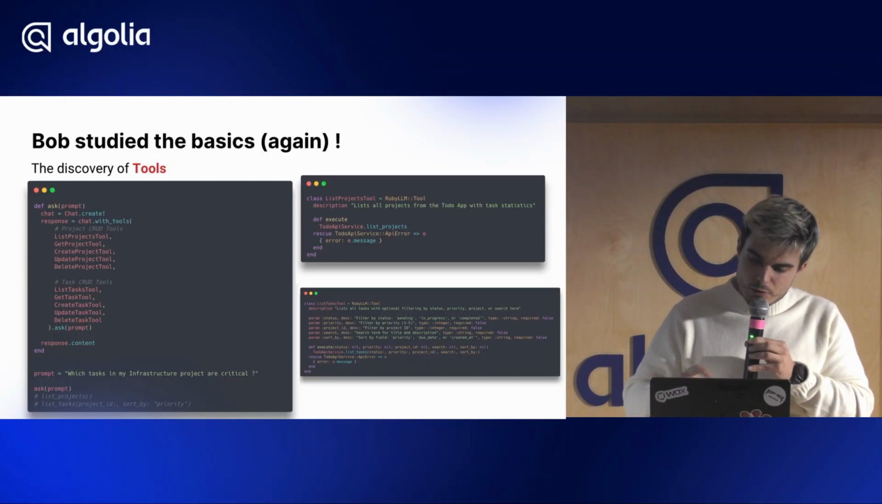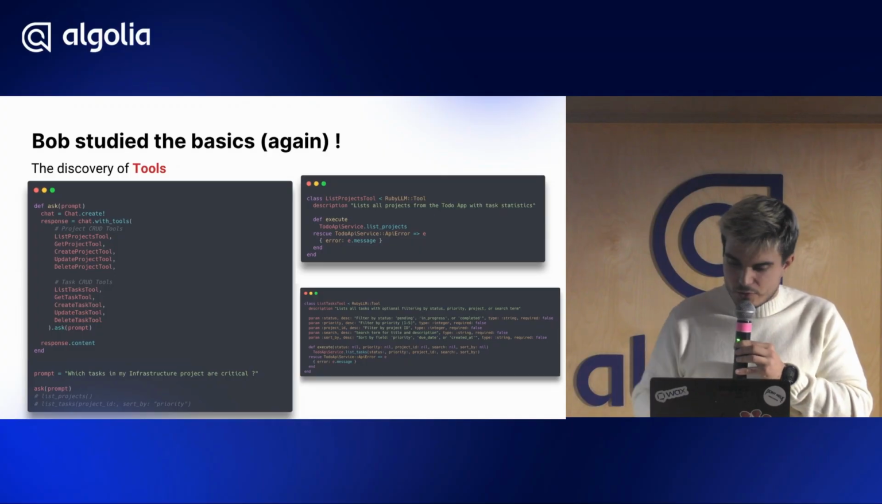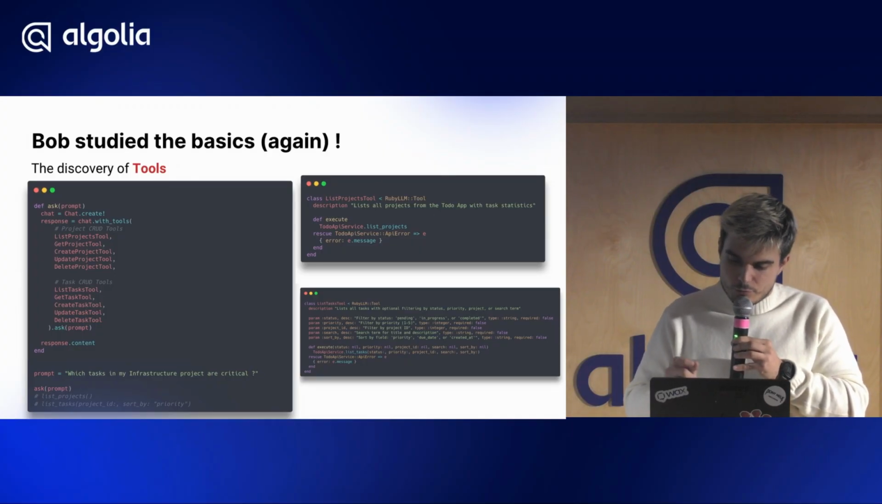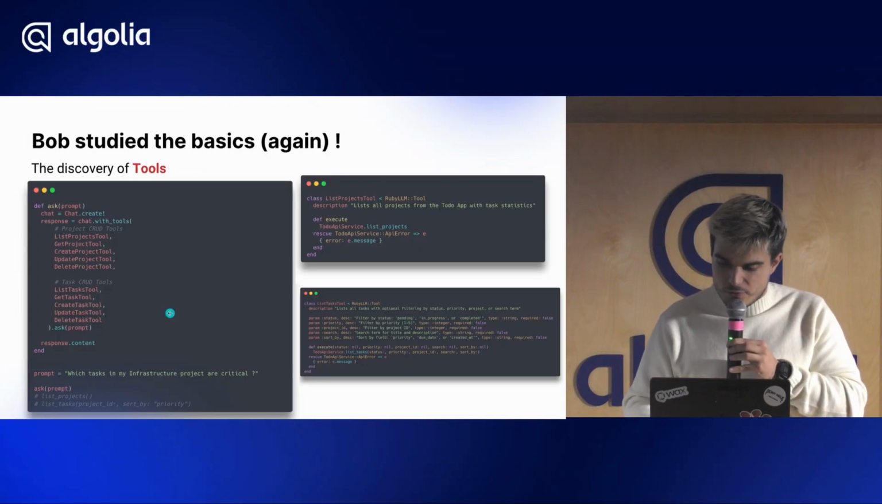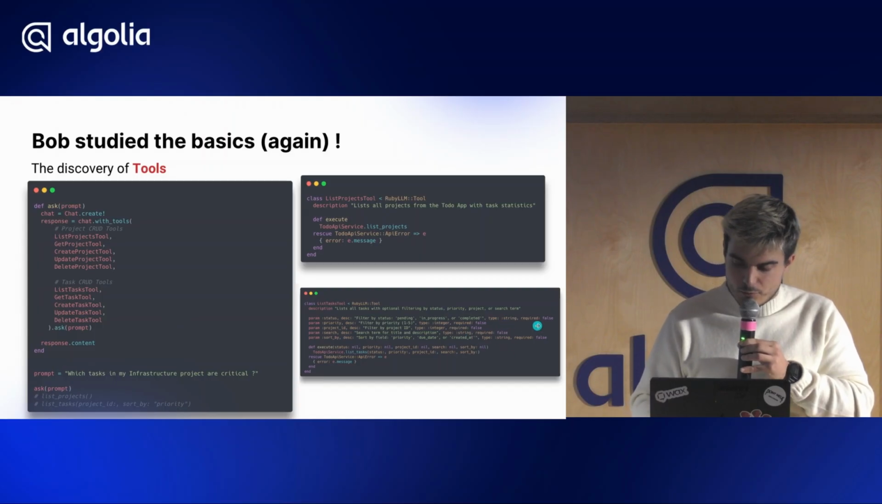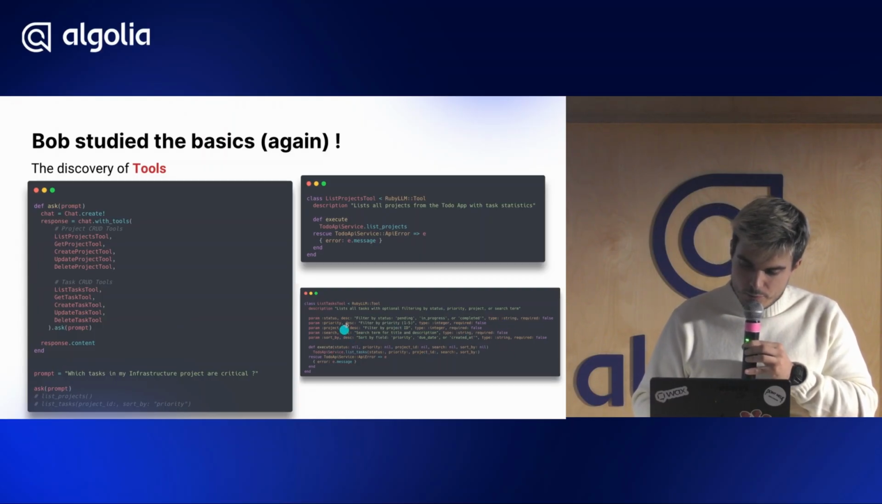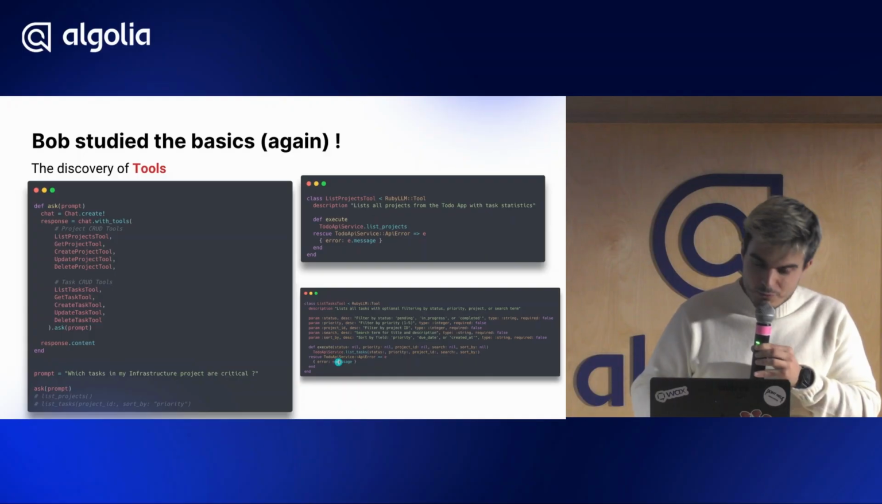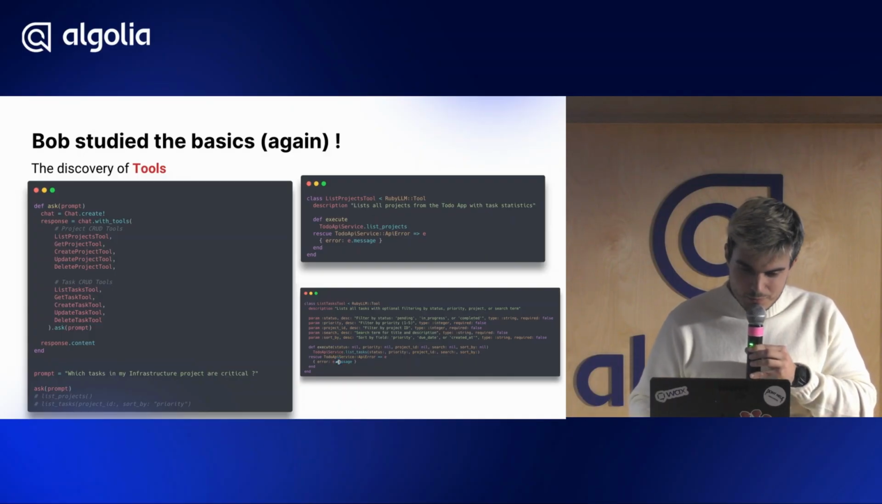Same goes for the list tasks tool, where you have different parameters this time, and each parameter has its description, its specified type, and whether it's required or not. And those parameters are found in the execute method. You'll see why I talked to you about Ruby LLM first.